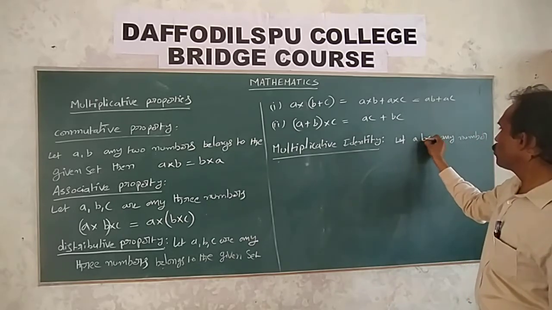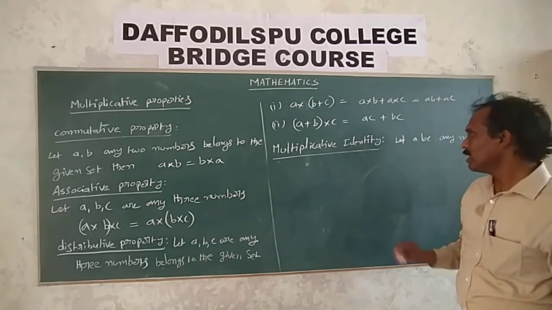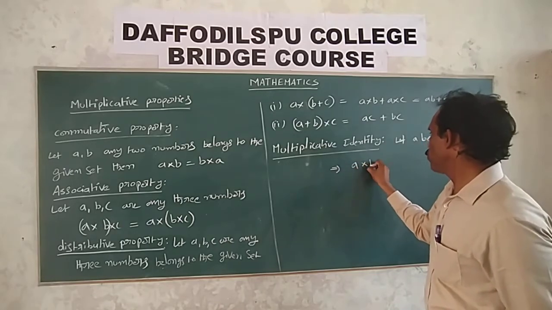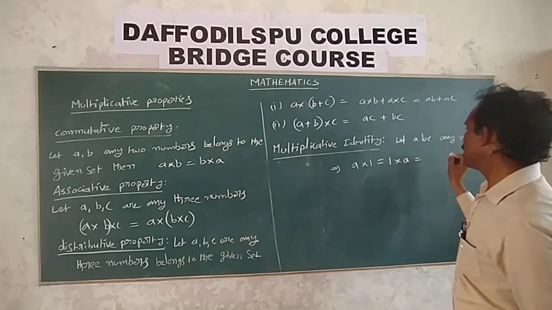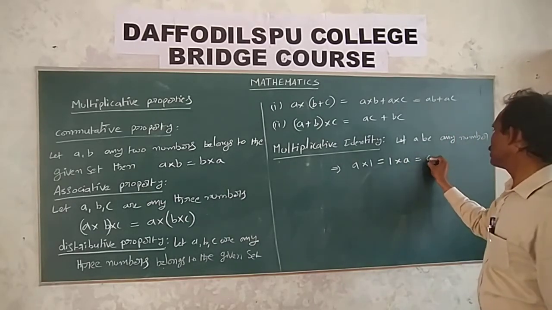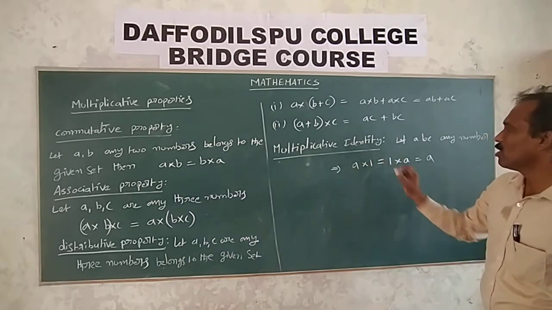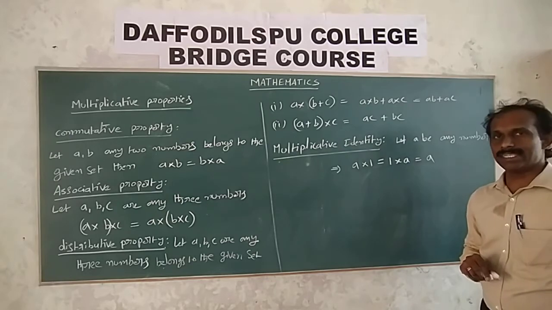For what value multiplied with a will you get the number a? That implies a into 1 is equal to 1 into a is equal to a. So therefore, here 1 is called the multiplicative identity.